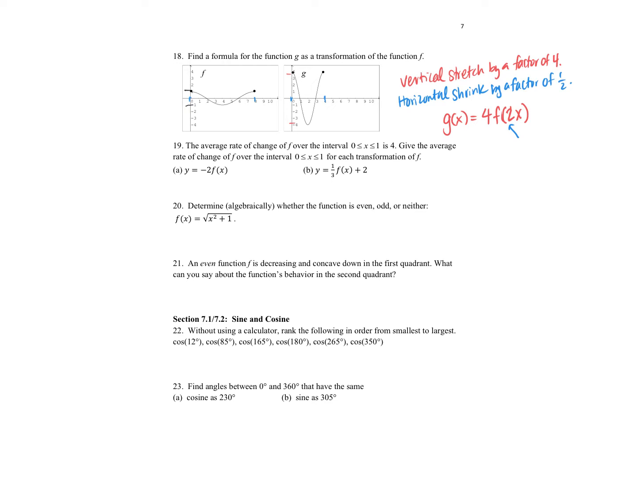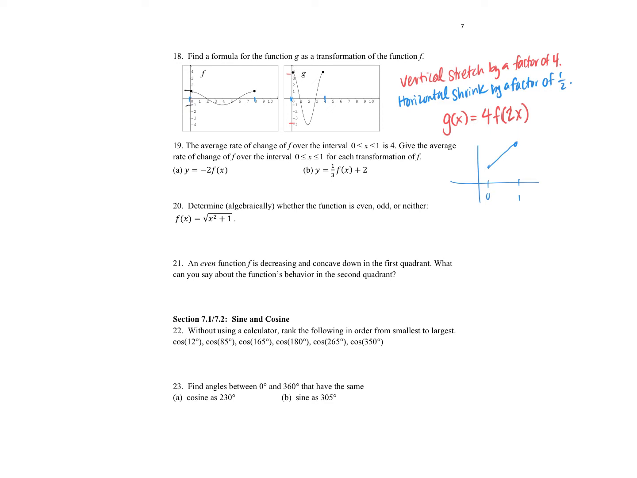Okay, the average rate of change of f over the interval from 0 to 1 is 4. So that means that this function from 0 to 1 has an average rate of change of 4. So it's going to go up 4 units each time you go over 1. Give the average rate of change of f over the interval for each of the following transformations.